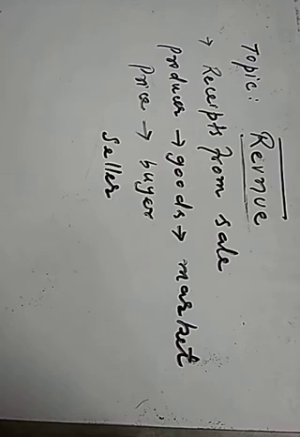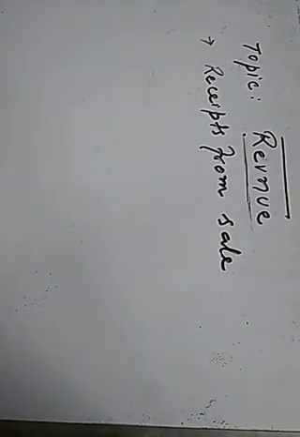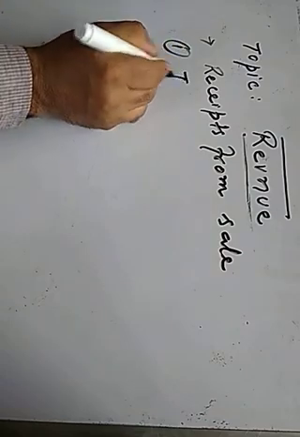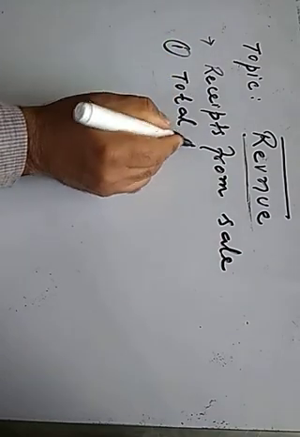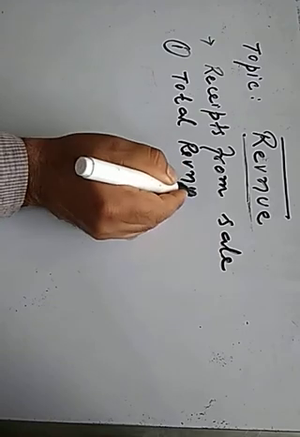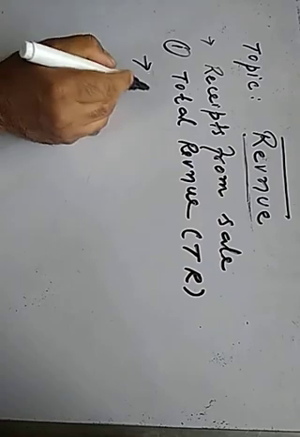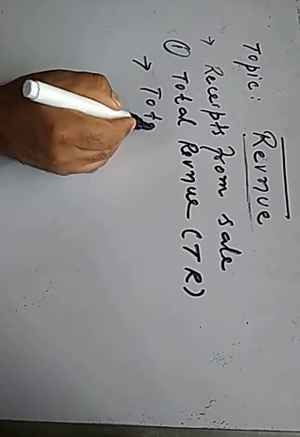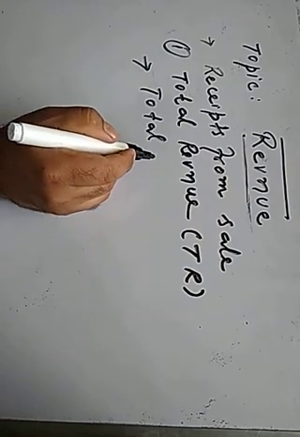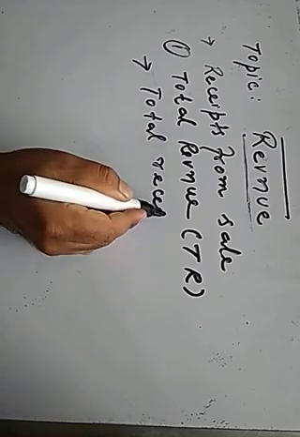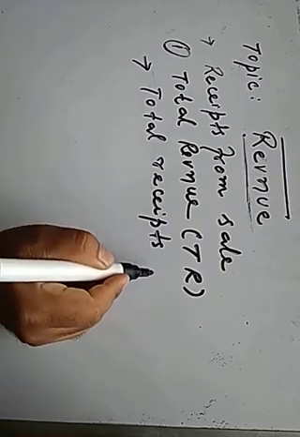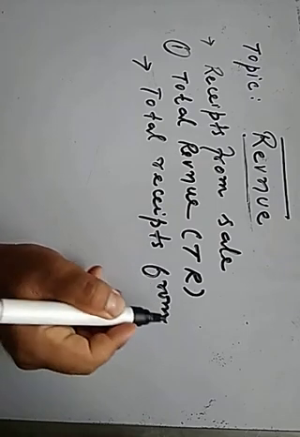Now we will learn different kinds of revenue. First one is total revenue, denoted by TR. Total revenue is total receipts. It is defined as total receipts from sale of goods or services.